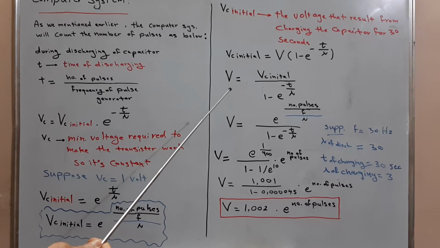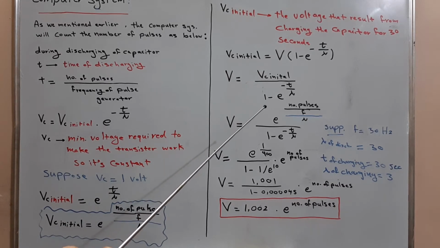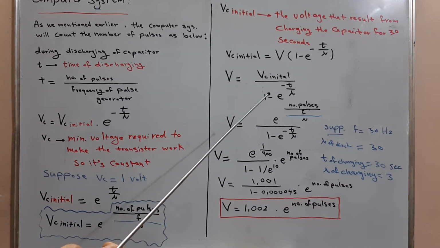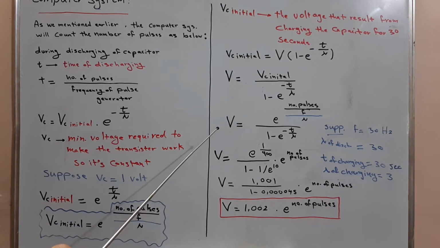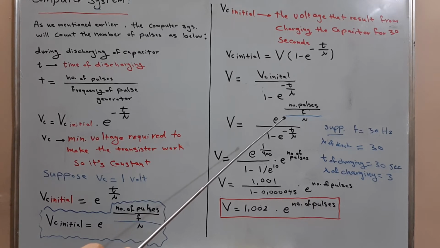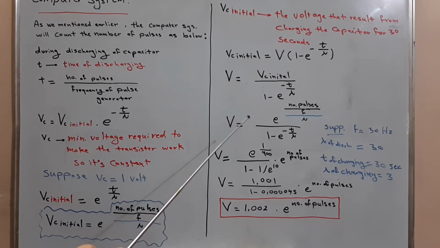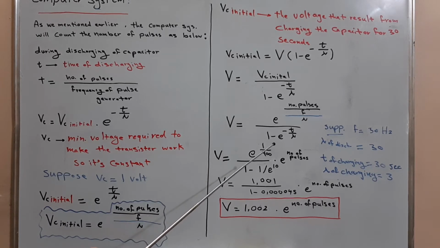So V is equal to Vc initial divided by 1 minus e to the power of minus t divided by gamma. By putting this value in this equation, we will get V, which is equal to e to the power of number of pulses divided by the frequency of pulse generator, and the whole value divided by gamma, and the whole numerator will be divided by 1 minus e to the power of minus t divided by gamma.